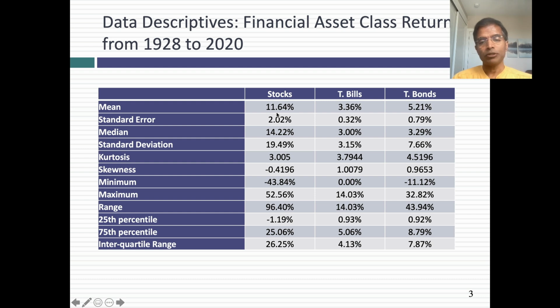That's with 67% confidence. Saying, what if I want 95% confidence? Take 2 times the standard error, 4.04%. Add that to 11.64, that'll give you 15.68%, and subtract out from 11.64, that'll give you 7.60%. You get a confidence interval for 95%.